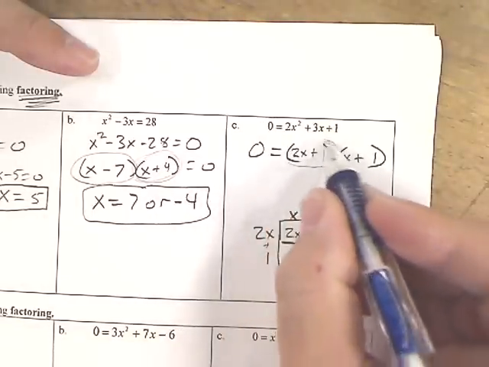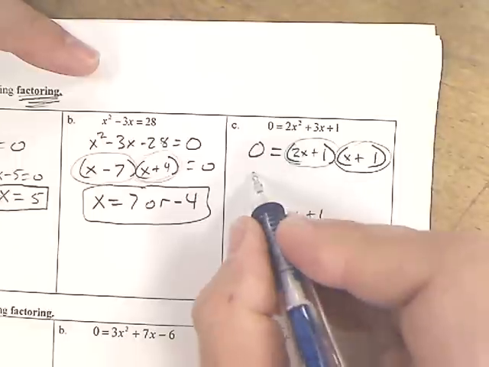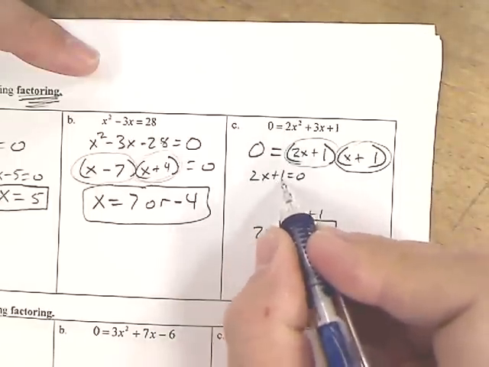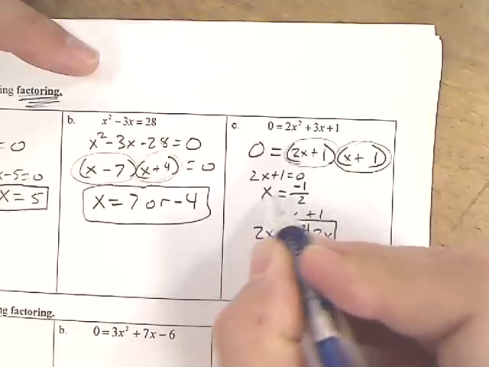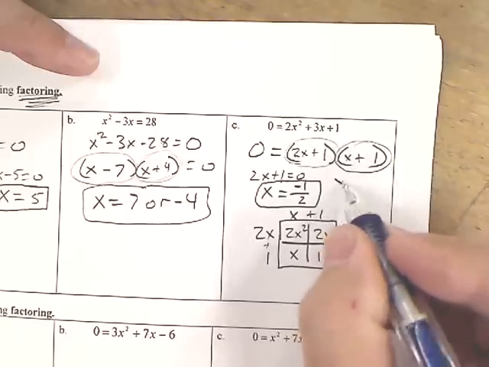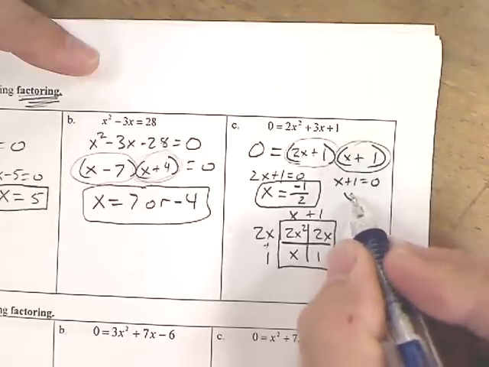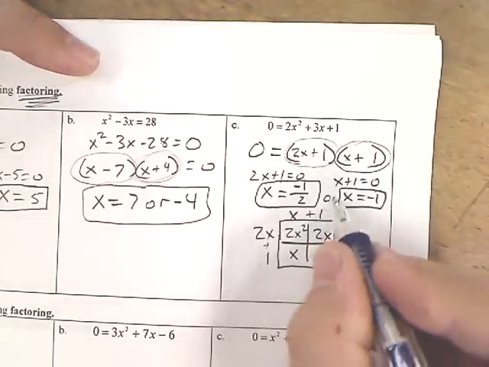Now, zero product property tells me one of these has to be 0. So if 2x plus 1 equals 0, then I would subtract 1 and divide by the 2. And that would give me x equals negative one half. That's one of the answers. And the other one would be x plus 1 equals 0. So subtract 1, so that's x equals negative 1. So there's my two answers.